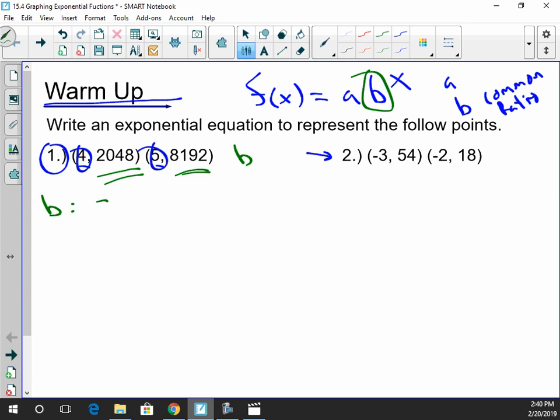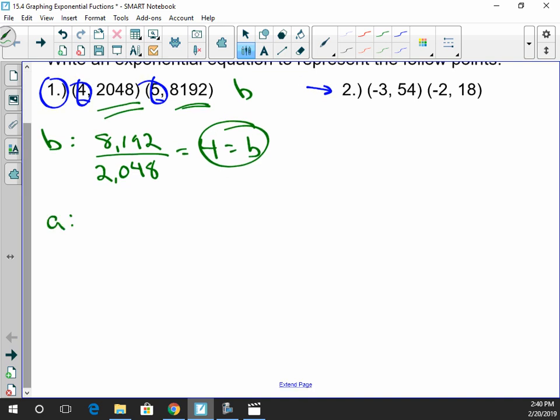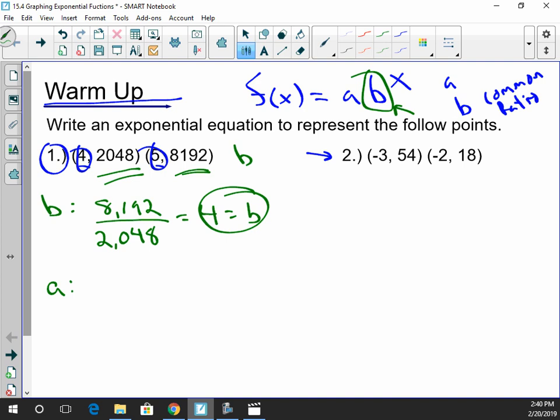So I'm going to take 8,192 and divide it by 2,048, and that gives me an answer of 4. So my common ratio is 4. I'm halfway to being able to write my equation at this point. Now I have to find my a value. One of the ways that we can find our a value is by substituting in a point that we already know. So I'm going to use this point.